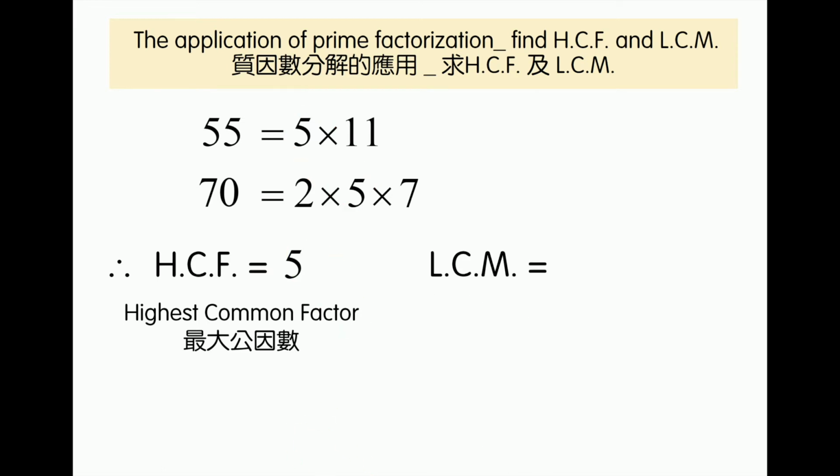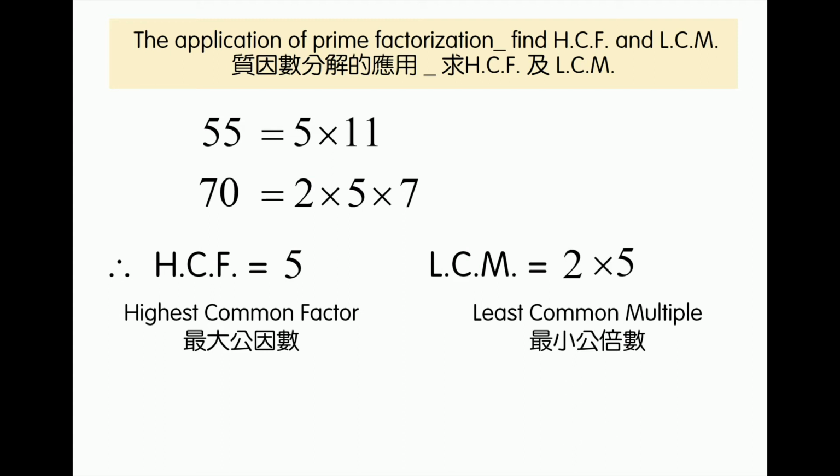Then how do we find the LCM? LCM is the least common multiple. This time we do it in reverse. All the factors that appear, we need to take them. When we took apart these 2 numbers, the factors that we see are 2, 5, 7, and 11. Although 5 appeared 2 times, its highest index is only 1. Therefore, we won't take 2 5s. We would only take 1. We now calculate this equation. We find that the LCM is 770.